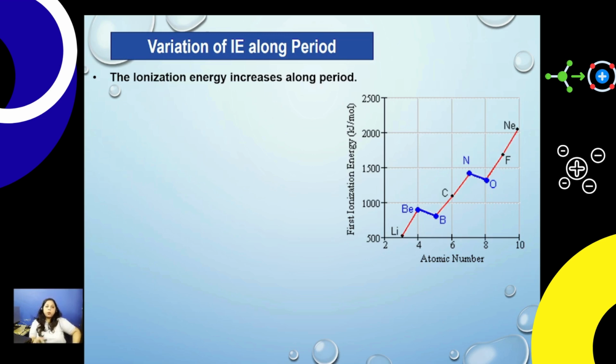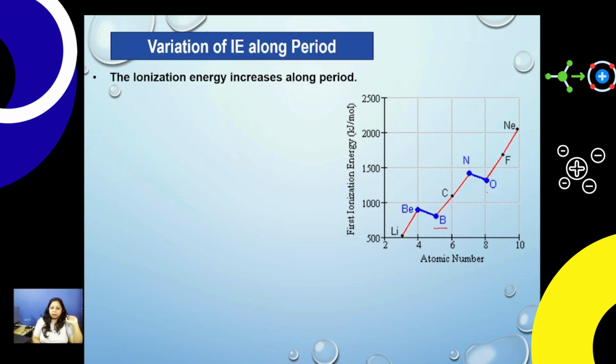So when we move from left to right, the size decreases. You are well aware of this fact. When the size decreases, it means the ionization energy increases. As we discussed earlier, if the atomic radius is bigger, it is easy to remove an electron. If the atomic radius is small, it is very difficult to remove the electron, so the ionization energy is high. If you look at this trend, it's increasing along the period.